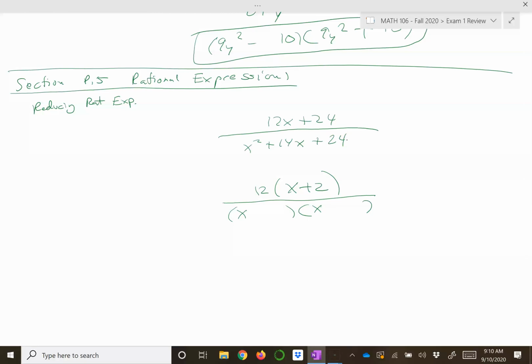All right, so what factors of 24 are gonna help me get 14? 12 and 2. And since I'm adding 12 and 2 to get 14 and everything's positive, they're both positive, right?